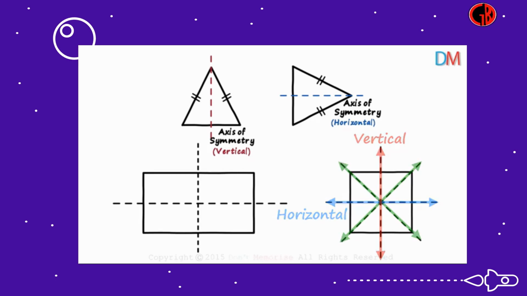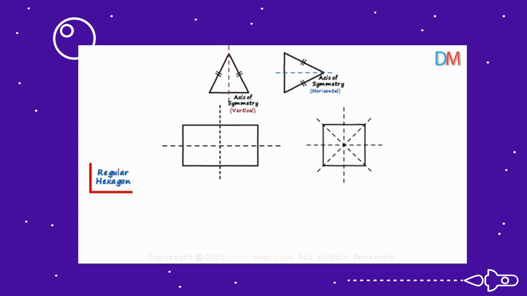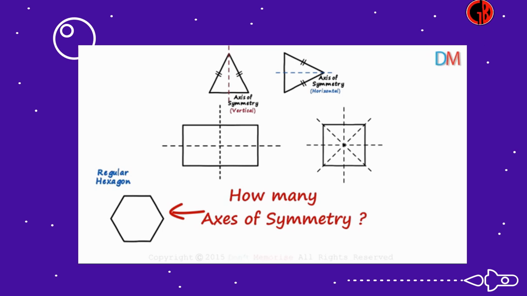More than four? What if we have a figure like a regular hexagon? A regular hexagon is a closed figure with six equal sides and six equal angles. How many axes of symmetry does a regular hexagon have? Pause the video and try to arrive at the correct answer.